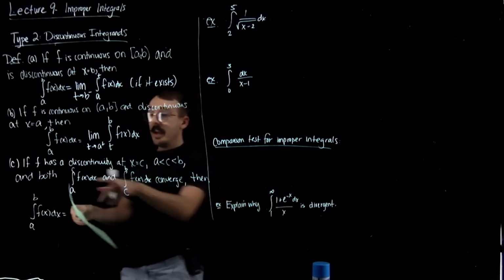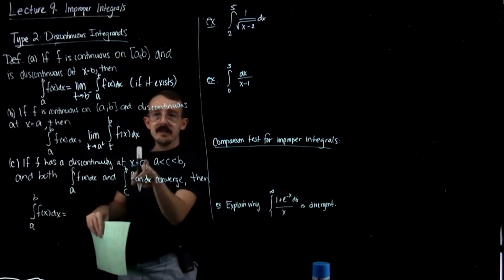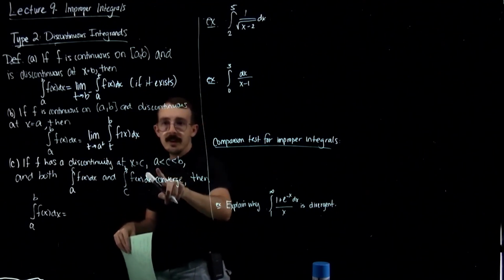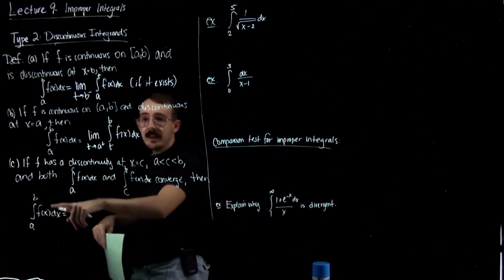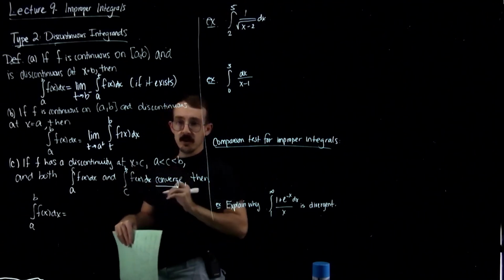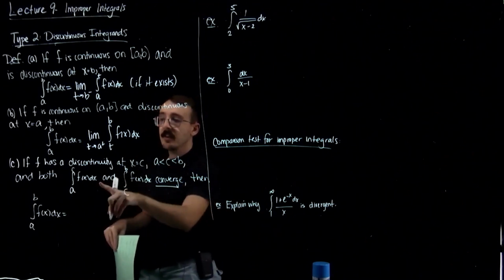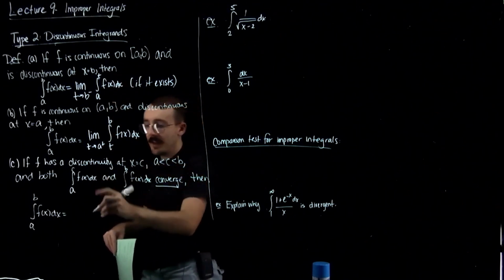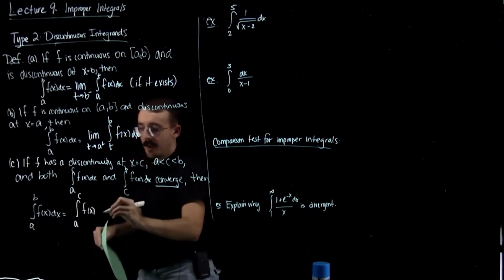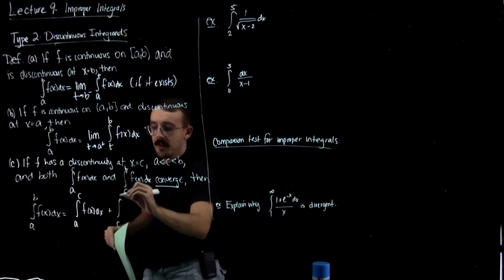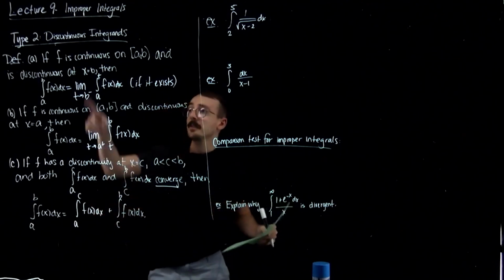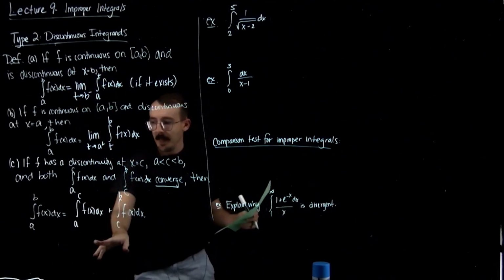And then finally, if we have a case where the point of discontinuity is somewhere in between those two numbers, some c between the left and the right endpoint, then we can define this and find its value as long as both of these integrals converge. So if these both converge based on the two definitions up here, then you find this as the integral from a to c of f of x dx plus the integral from c to b of f of x dx. And the way you find these two is you would go back to these two cases here.